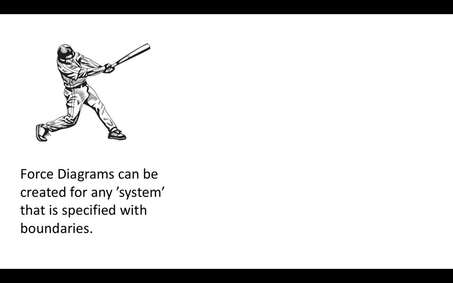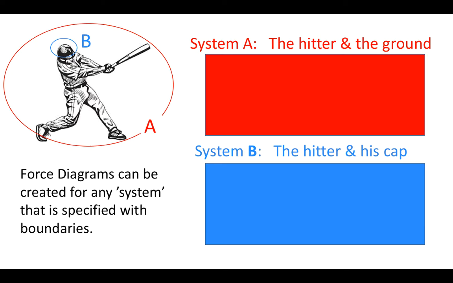For the problems I ask you to do, that system is going to be pretty obvious. I'll tell you what you need to be doing the force diagram for. On this one, I'm just going to show you some of the ways that we could do it on this gentleman. So first, system A would be the hitter and the ground. That's a pretty obvious system. The second system, system B, is the hitter and his ball cap sitting on his head. Nothing else, just those two things.